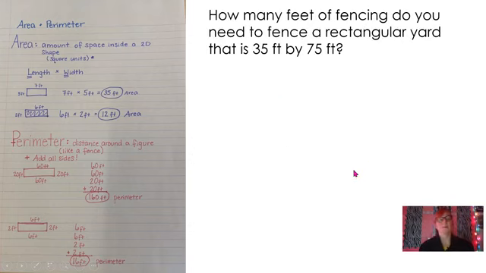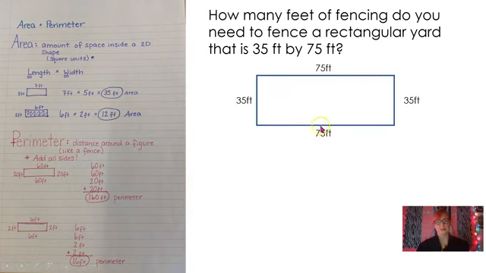Sometimes with area and perimeter, we're going to have word problems such as this example. How many feet of fencing do you need to fence a rectangular yard that is 35 feet by 75 feet? When I have word problems like this, I like to draw a figure and label all of my sides to help me visualize what I need to do. So I have a rectangle here that is 75 by 35 feet.